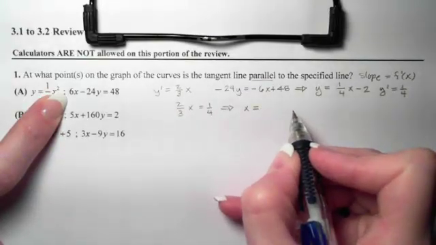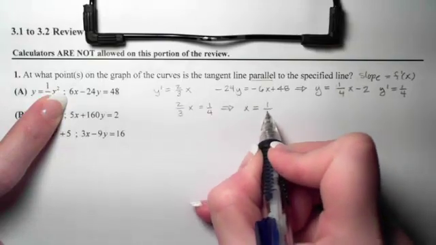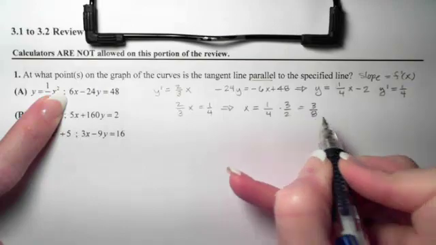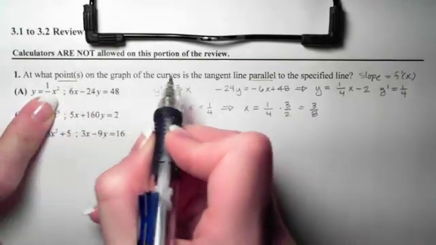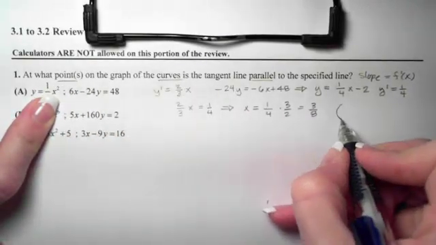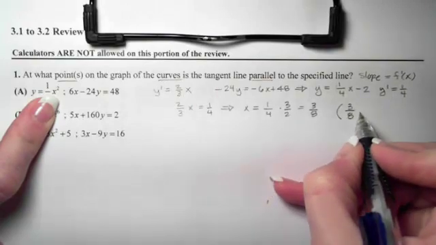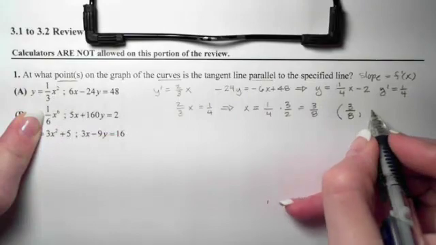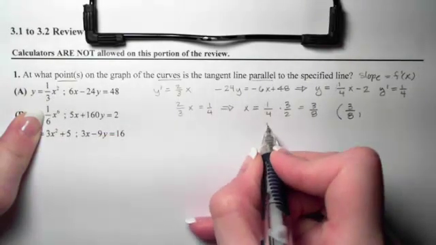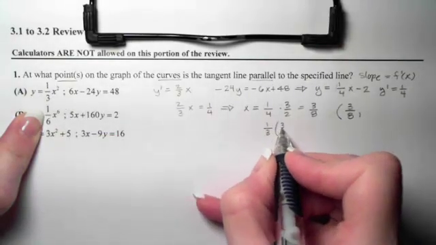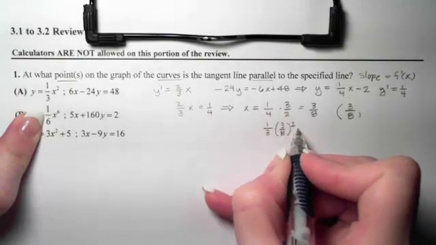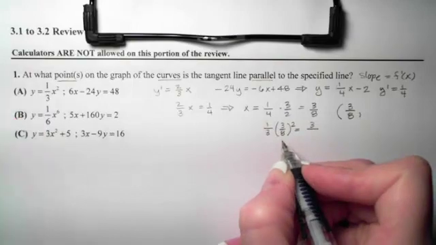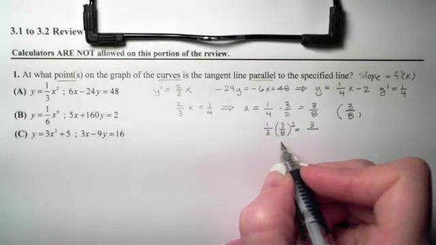Cross multiply, multiply both sides by 3/2. We'll get 1/4 times 3/2, which is 3/8. Now the question is, what's the point on the curve? So we have found the x coordinate. To get the y coordinate, we need to plug that 3/8 into the function. So that would be 1/3 times 3/8 squared. That is a 3 on top and a 64 times 3, which I don't know off the top of my head.